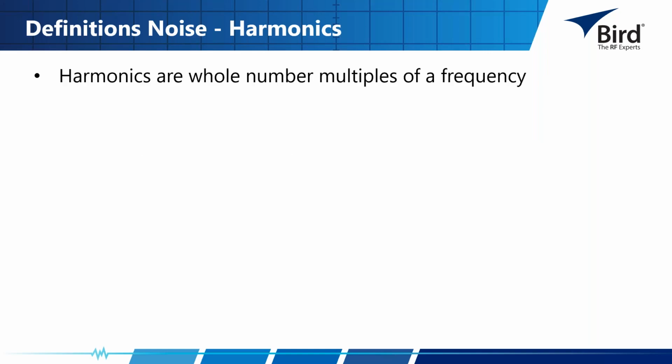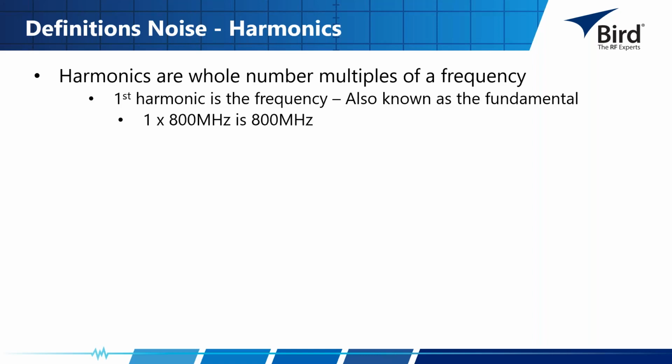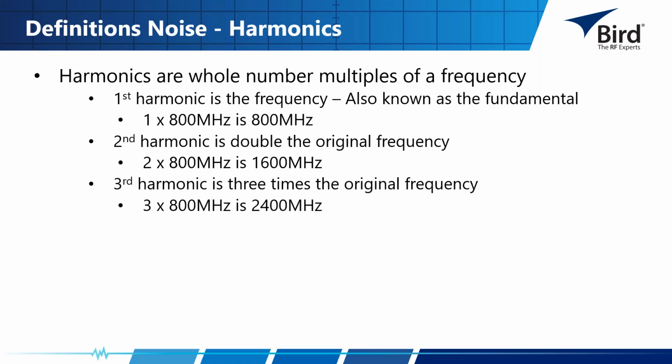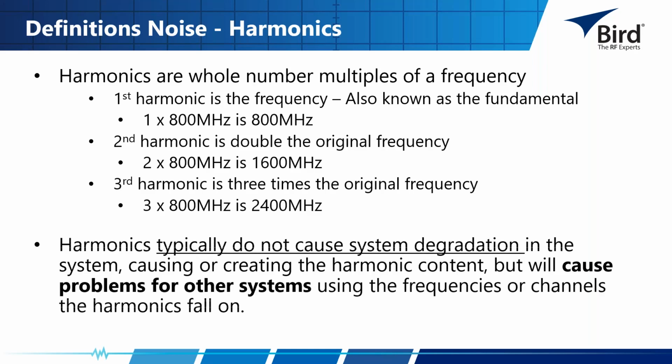Harmonics are whole number multiples of a frequency. The first harmonic is the frequency, also known as the fundamental. So 1 times 800 megahertz is 800 megahertz. The second harmonic is double the original frequency, or 2 times 800 meg is 1600 megahertz. The third harmonic is 3 times, or 3 times 800 is 2400 megahertz, and you can just keep right on going.